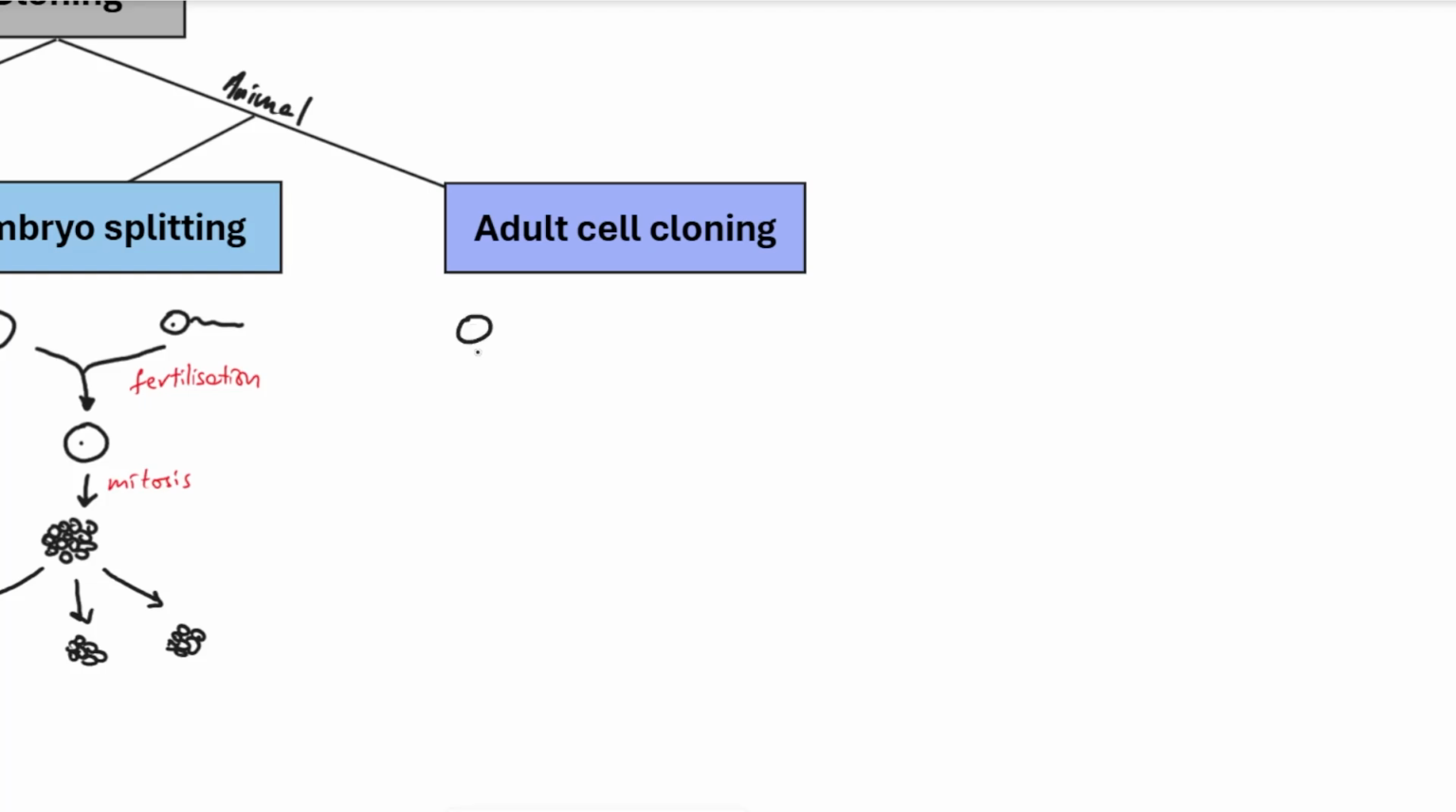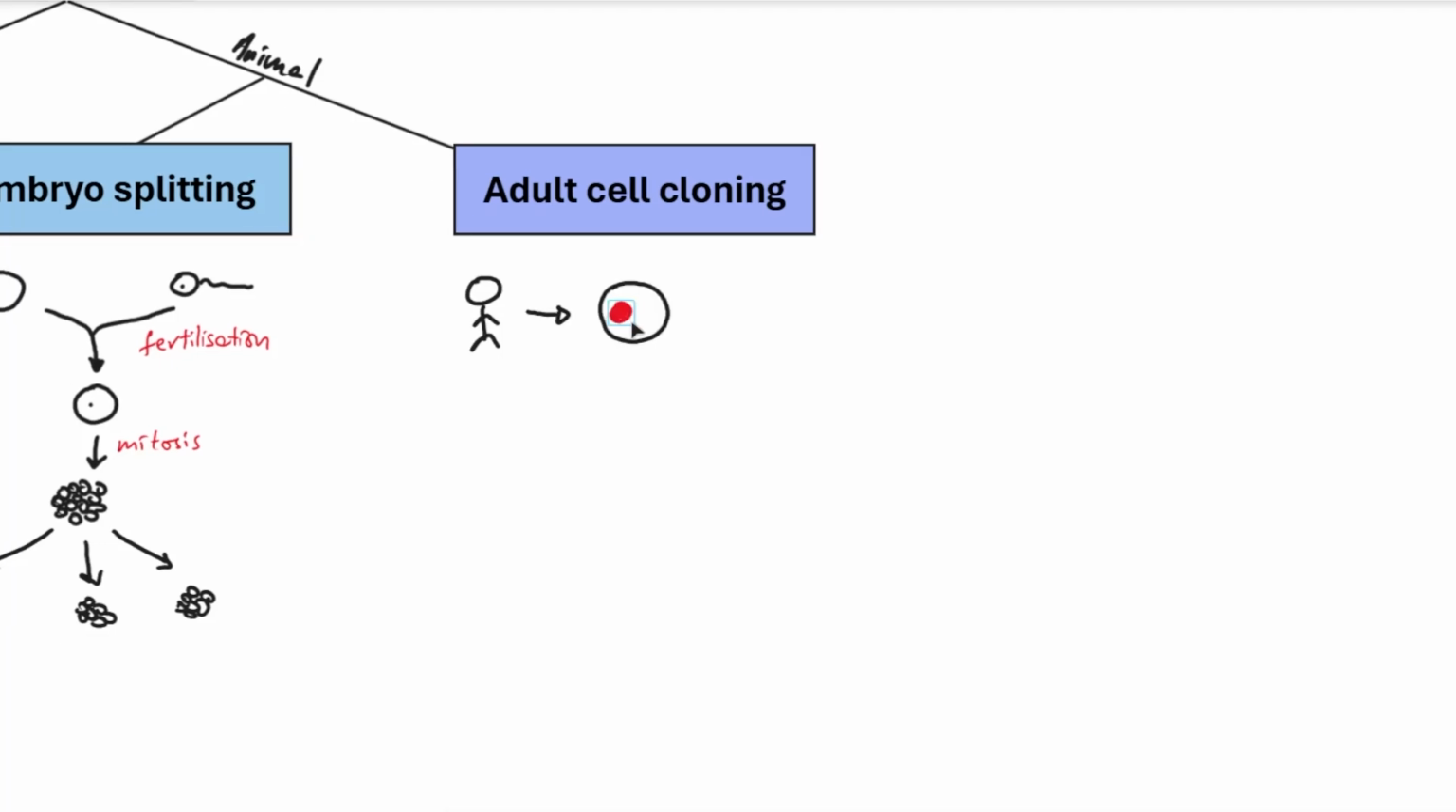Let's say in this scenario I'm going to clone a human, although in reality that is illegal, we can't do that. But just for illustration's sake, this is what we're going to have. This particular human, male or female, has donated their body cell. You can see that in their cell they have the nucleus, which I've colored in red to show that this is the nucleus we will be using.